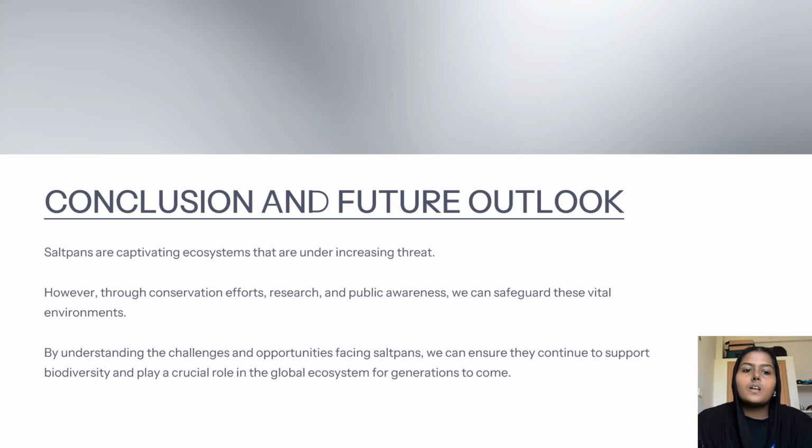Coming to the conclusion, salt pans are captivating ecosystems that are under increasing threat. However, major conservation efforts, research, and public awareness have been introduced to prevent the extinction of these zones, because on an overall scale, the destruction of one ecosystem can disrupt the existence of all other ecosystems, and every other organism could potentially be under threat. So, by understanding the challenges and opportunities in this salt pan zone, we can ensure to support this biodiversity and prevent the disruption of complete biological systems.